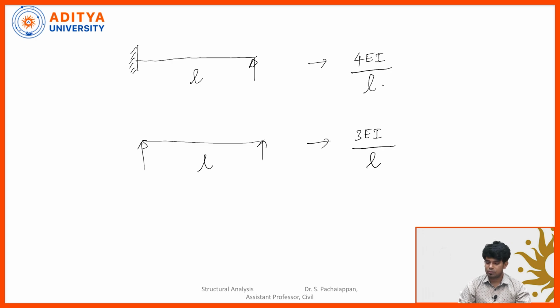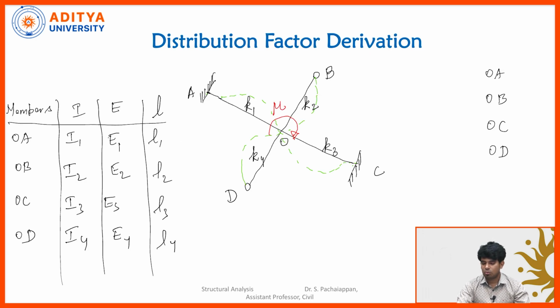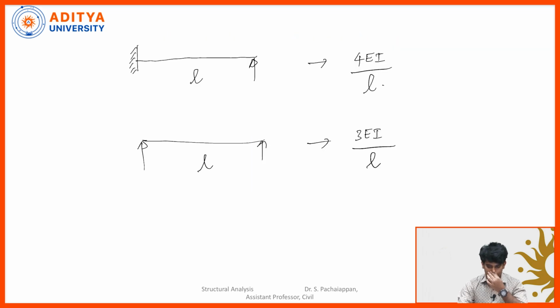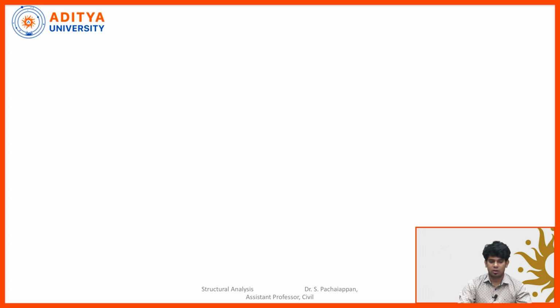So in our case, the members OA and OC have one end simply supported and the other end fixed. But OB and OD have both end supports simply supported. So from this, I am going to write the equations. For example, we have OA, OB, OC and OD.